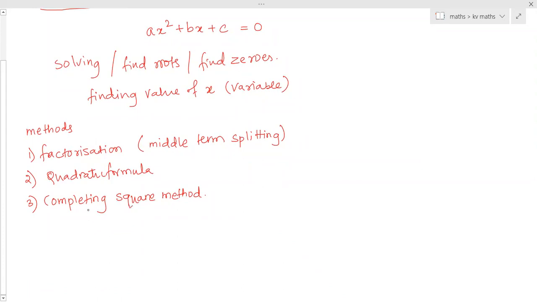Since last year CBSE has taken out this method. So you only have to solve by the factorization method or the quadratic formula method. The completing square method was there earlier, but from last year CBSE has removed it. It is still present in the NCERT book, but it is not asked in the exam, as per the circular given by CBSE. So right now we are learning the factorization method and the quadratic formula method.